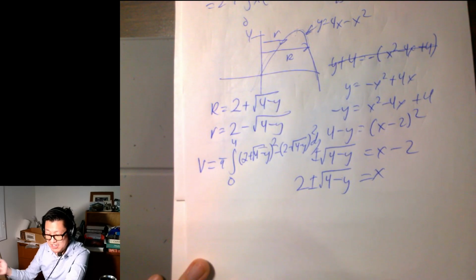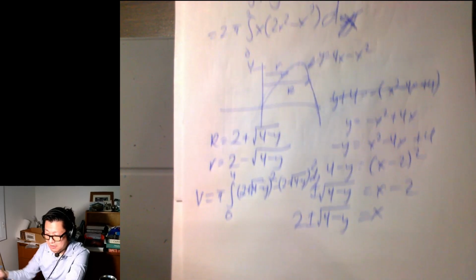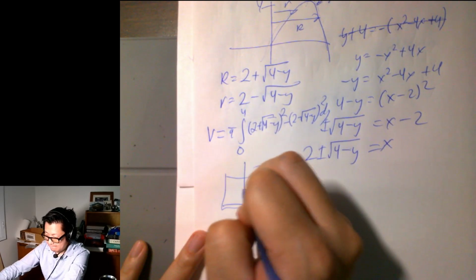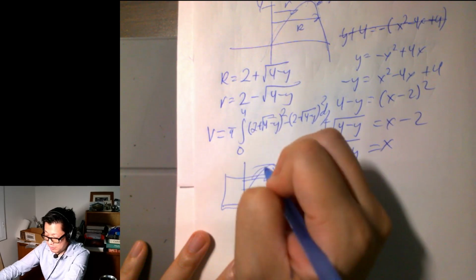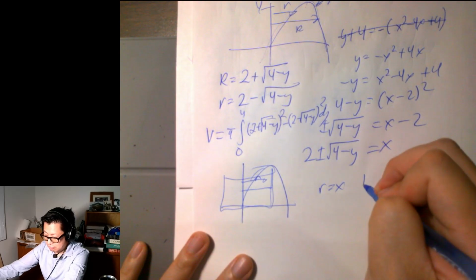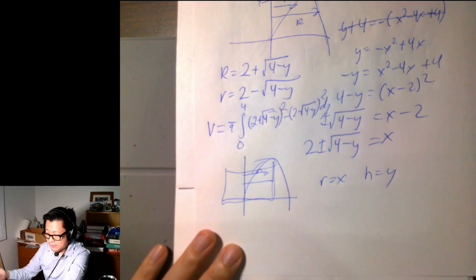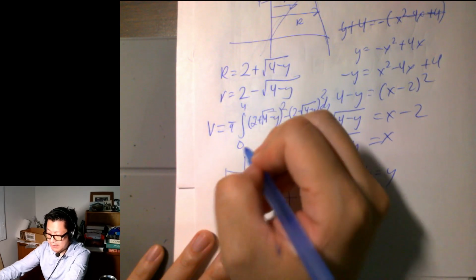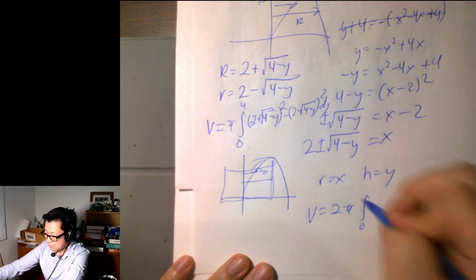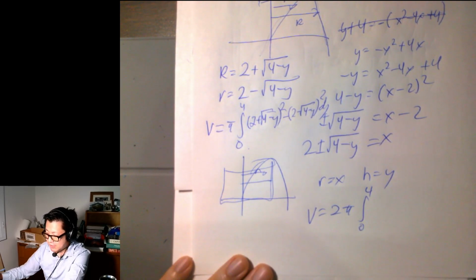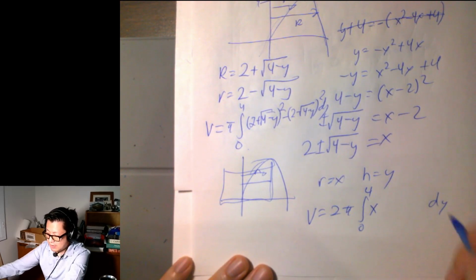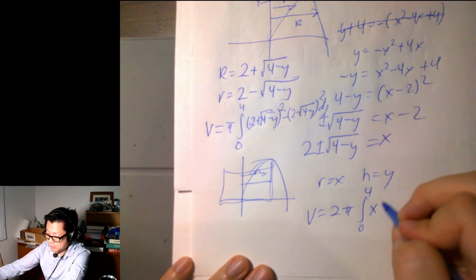But what if I had used shell method? What's r? R is just going to the curve. That's x. What's height? Height's just y. And so, because this is rotated about the y-axis, I use dx. It's going from 0 to 4 in x. R is x. Height, because this is dx, I want to replace y. I just use my expression.